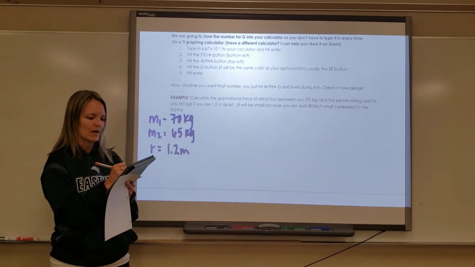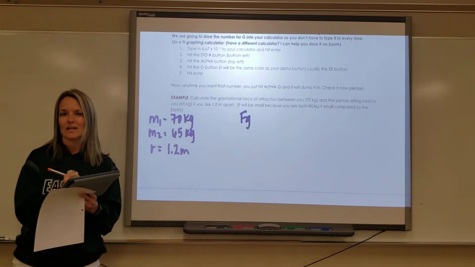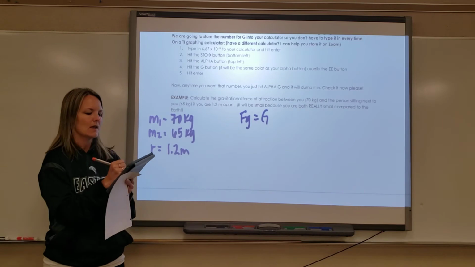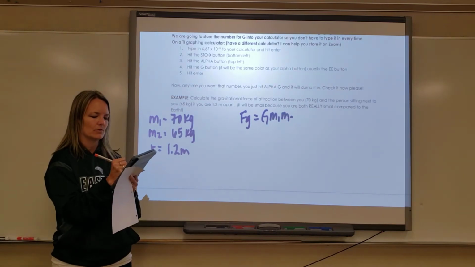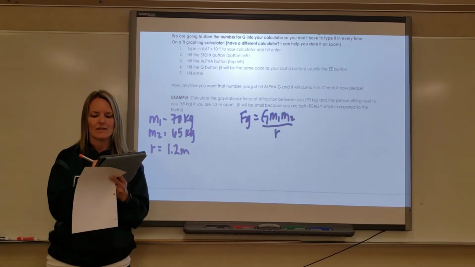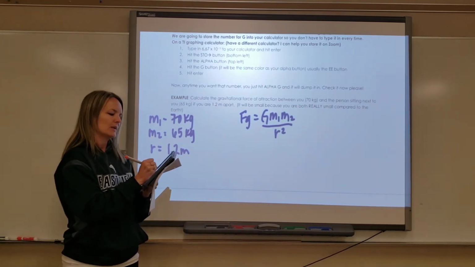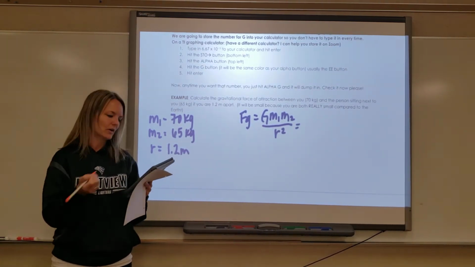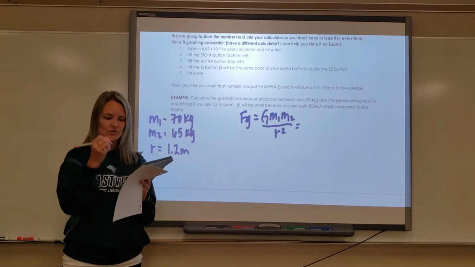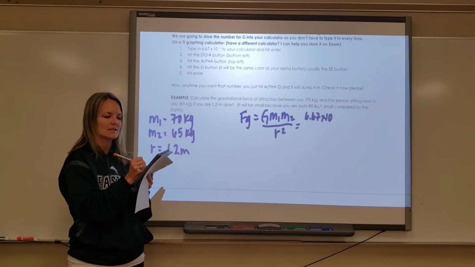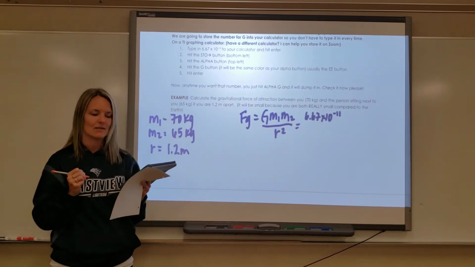I am going to use my equation, F of G, gravitational force, is equal to capital G, that's a constant, times M1, M2, all over my radius, and then you have to remember to square the radius. Okay, so into your calculator, you're going to hit alpha G, which is going to give you 6.67 times 10 to the negative 11. It's going to dump it in there for you.